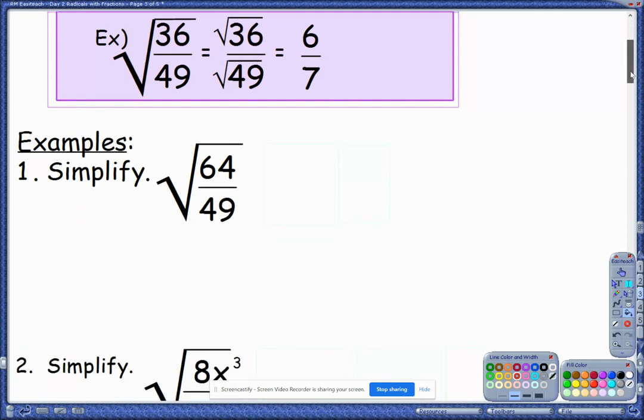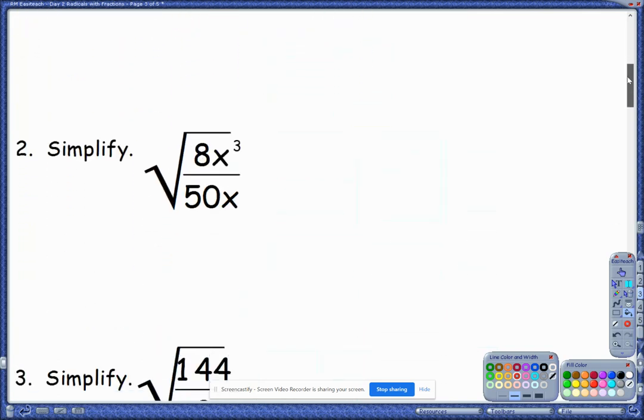We have radical of 64 over 49. So you're going to split the radical to the numerator and the denominator. And this one is fairly simple. It just becomes 8 over 7. There is no need to go any further. You can stop right there. No need to make it into a mixed number because I want to see if you know how to do the math. So here's the next one.